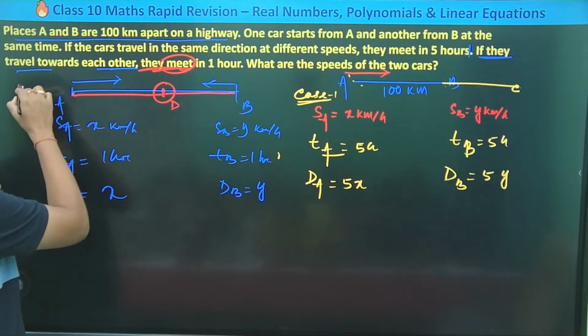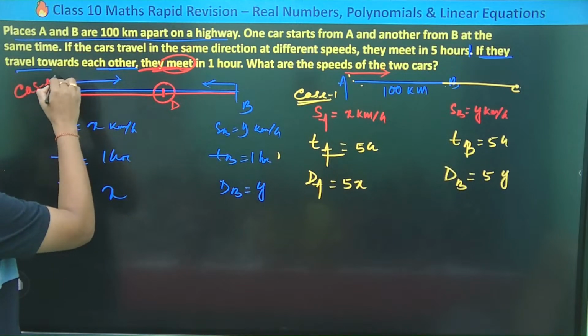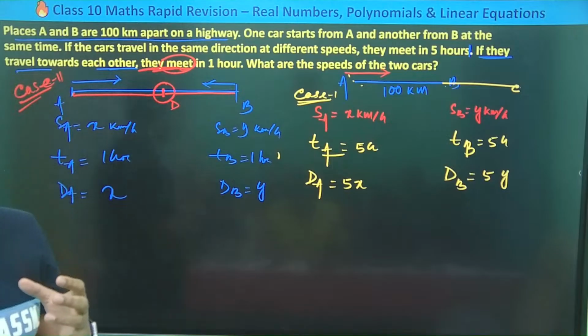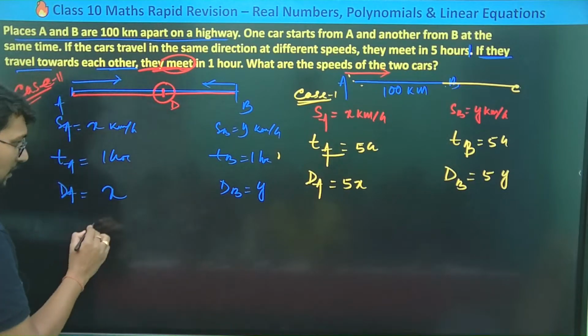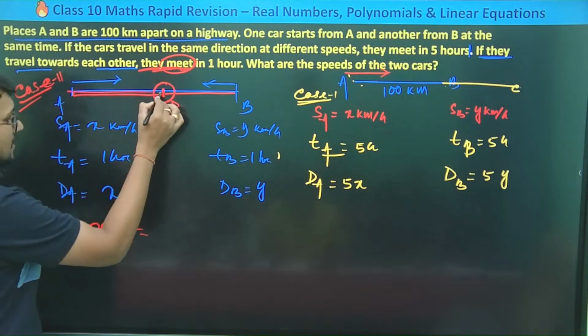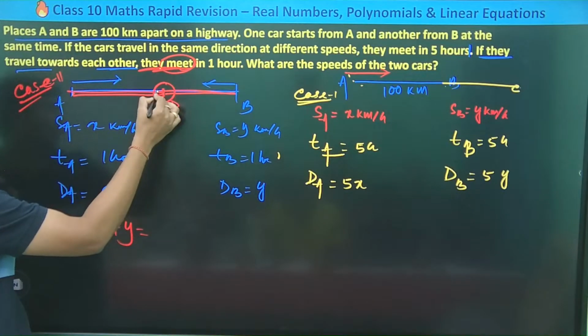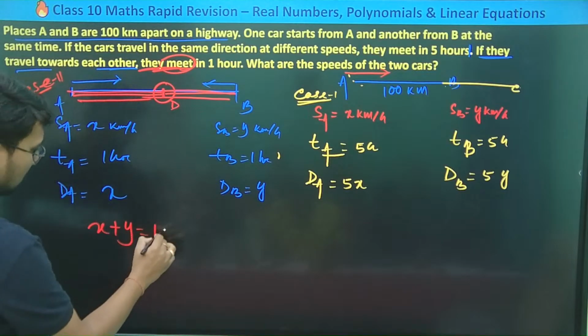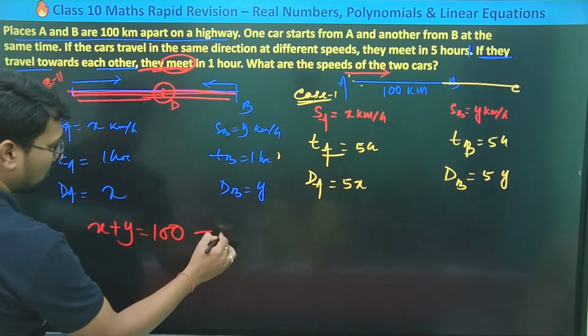Now इक्वेशन क्या आएगा? ये कौन सा केस बच्चों? केस 2. So therefore case 2 का क्या है इक्वेशन? x plus y, this distance x, this distance y, so total distance क्या है? 100. समझ में आ गया ना? लिख दो इक्वेशन नंबर 2.